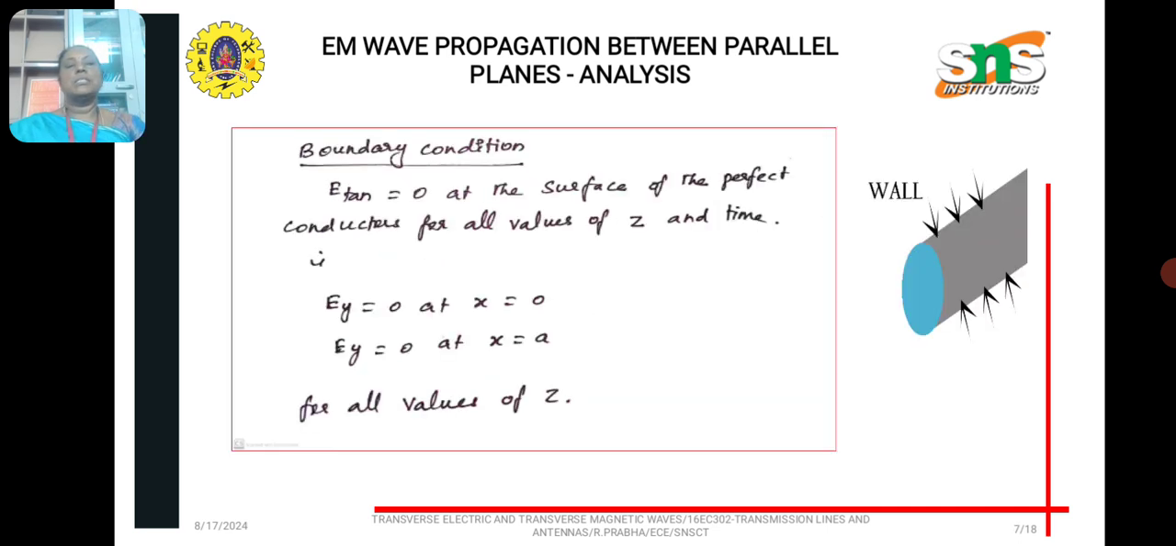The boundary conditions for the parallel plane: since we have taken the parallel plane as a perfect conductor, for all values of z and time, the tangential component of the electric field is 0. So this is the boundary condition. We have to make Ey 0 at x equal to 0 and Ey 0 at x equal to a for all values of z. That is, at the boundaries x equal to 0 and x equal to a, the tangential component Ey is always 0.